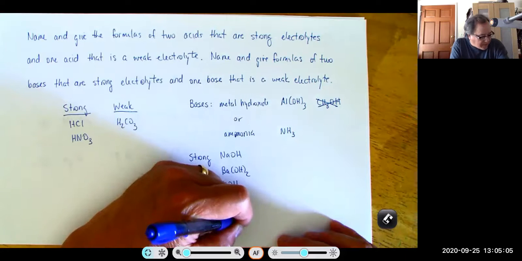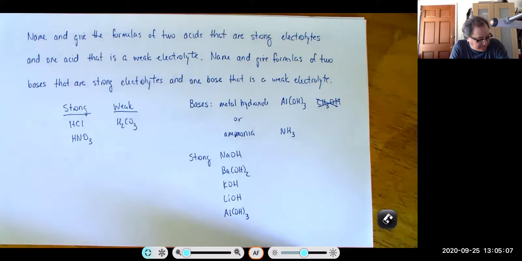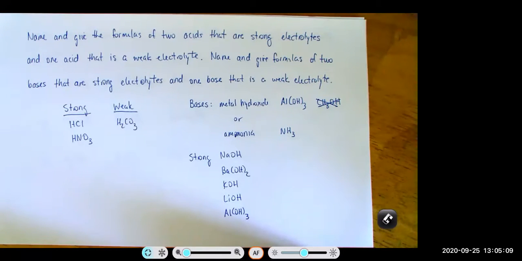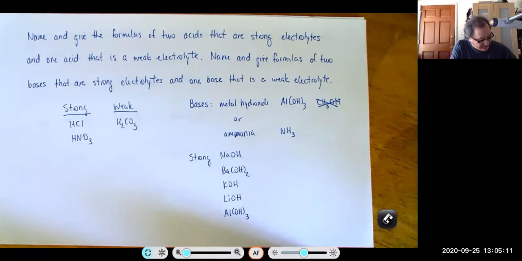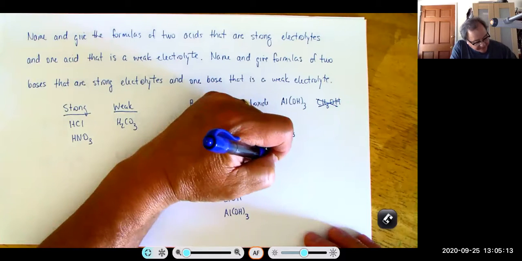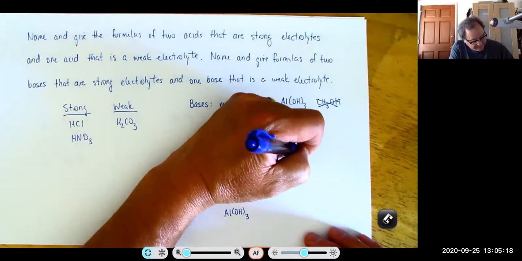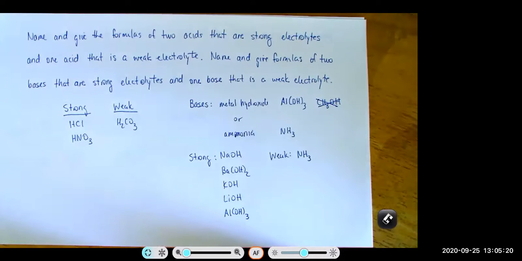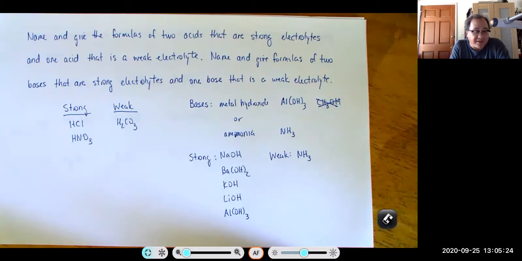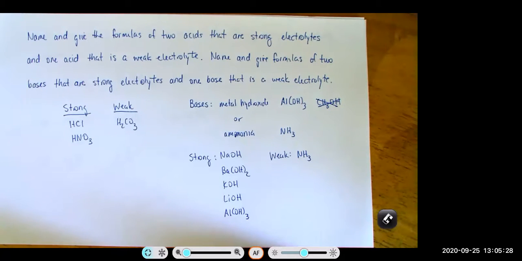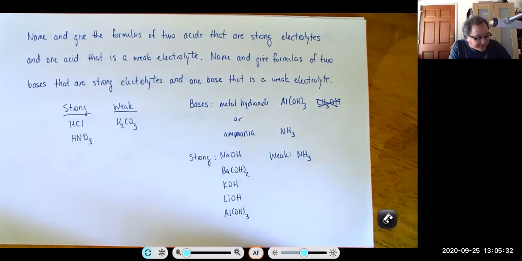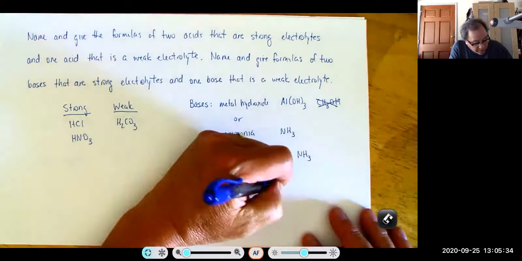What do all of these have in common? They all have hydroxide, but you can see no metals in it. Good. Here's a weak base. What does the weak base have different than the strong bases? There's no hydroxide, or you don't see the hydroxide. Turns out that this does make hydroxide with water.